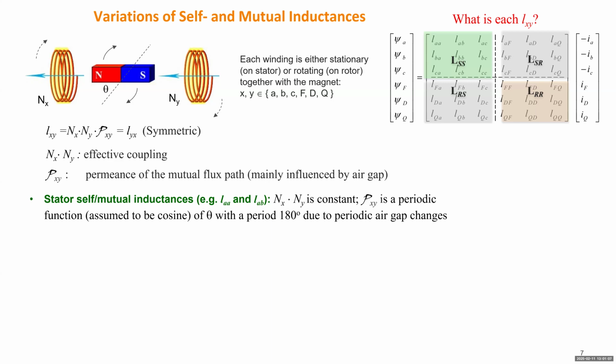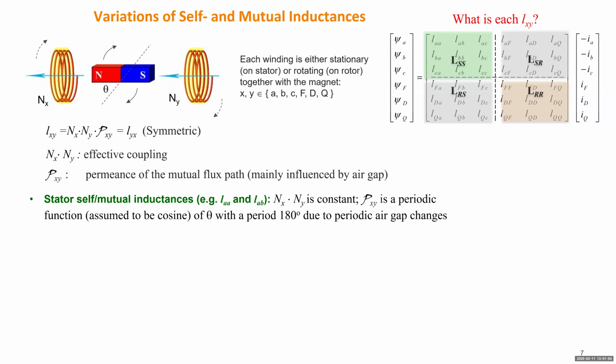Okay, so for different combinations, we have discussed the functions for the inductance changing with time or changing with the angle of this rotor theta. Right. So if the 2 windings are both from the stator, such as anything in this block, the product of 2 Ns and Ny will be constant, but the permeance will be changing periodically with a period of 180 degrees. Every 180 degrees, the permeance will reach the maximum value.